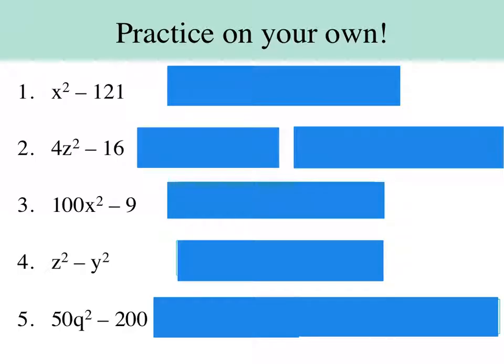So practicing factoring a difference of squares, the first one here, you see that x squared is a perfect square, 121 is a perfect square, there's a minus in between.